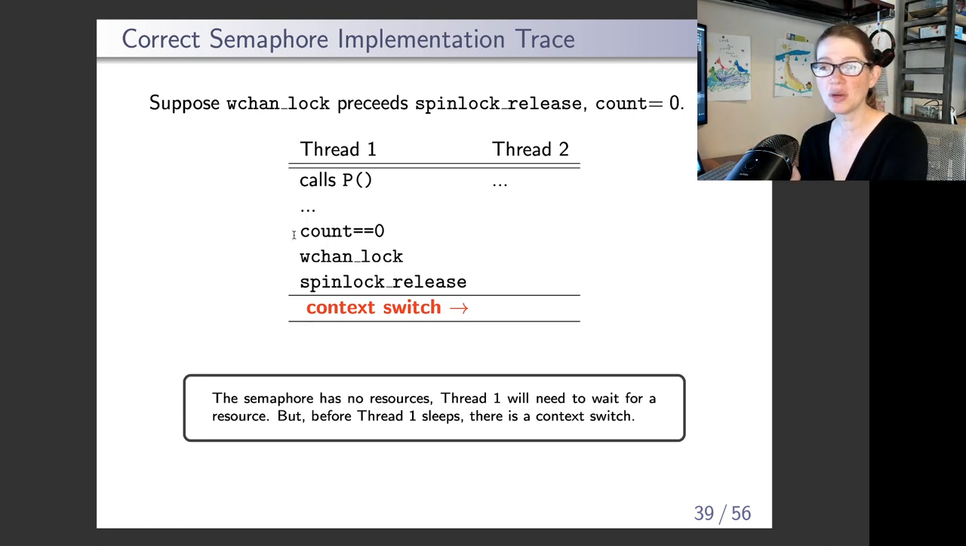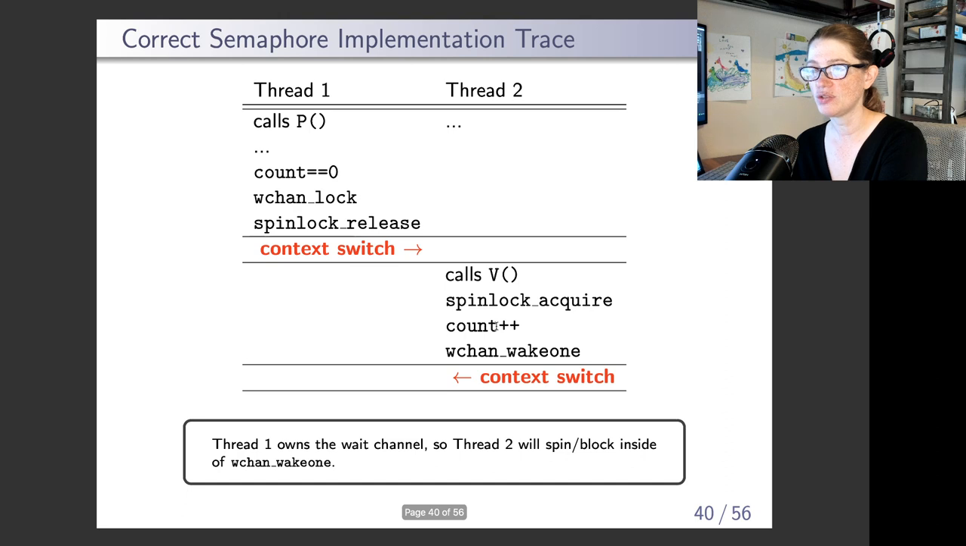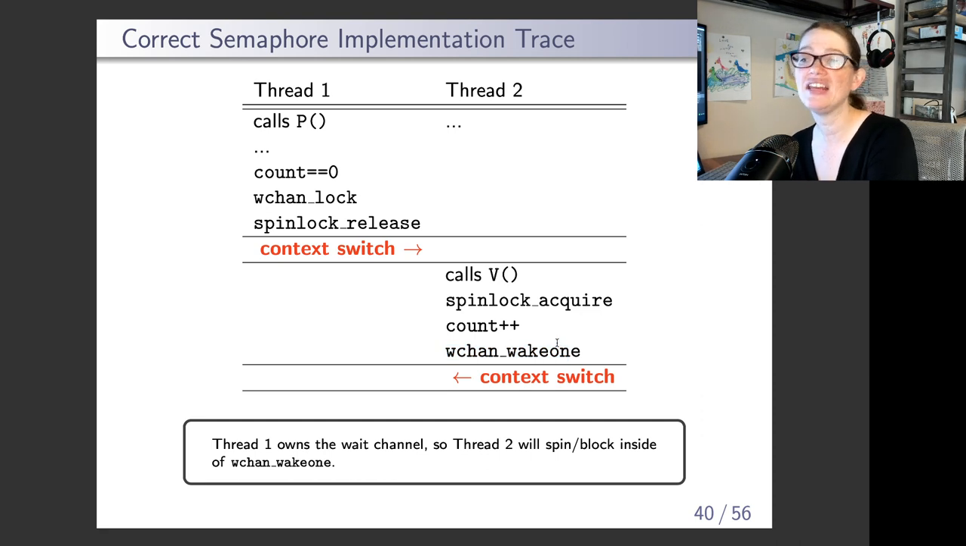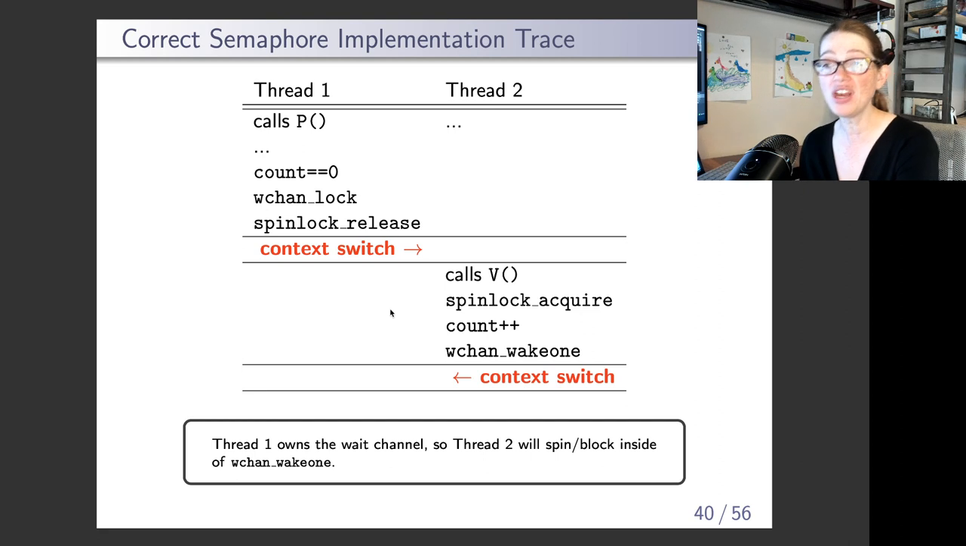So exact same situation here. The semaphore's count is 0. Thread 1 calls spin lock release, and then there's a context switch. Now, thread 2 calls V. It calls spin lock acquire and it increments the count, but when it calls WCHAN wake 1, it has to wait. There's going to be a context switch here. The context switch, and it was hard to draw this here, actually happens inside of WCHAN wake 1. And we're going to go back to thread 1 here.